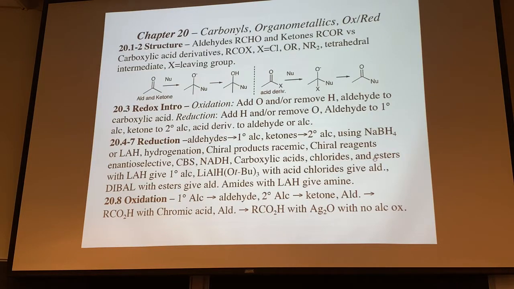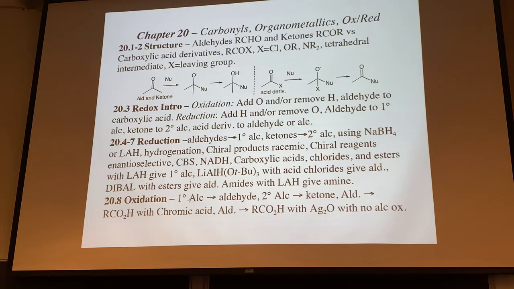So carboxylic acids and their derivatives with lithium aluminum hydride all go to primary alcohols. Then we have some selective reagents. Lithium tri-tert-butoxy aluminum hydride with acid chlorides goes to aldehydes, and DIBAL, diisobutyl aluminum hydride, with esters stops at aldehydes. So those two reagents aren't as aggressive as LAH. With LAH, all the derivatives go all the way to a primary alcohol. There's a little twist here. Amides with LAH give an amine, not an alcohol. And that comes out of the mechanism. Once you're comfortable with the mechanism, that won't be too bad. Oxidation. We had this topic in chapter 12, actually, in 351.